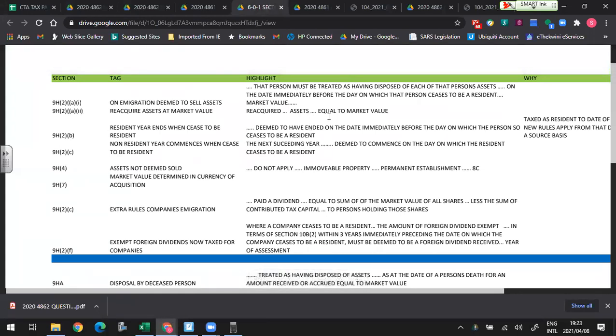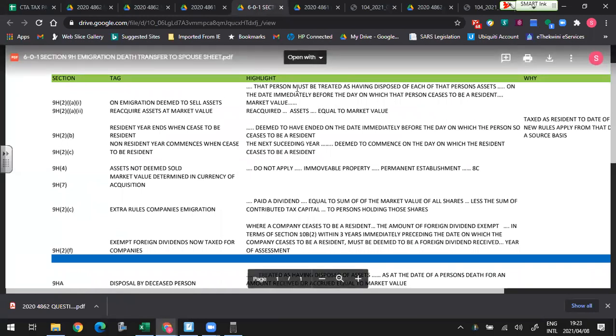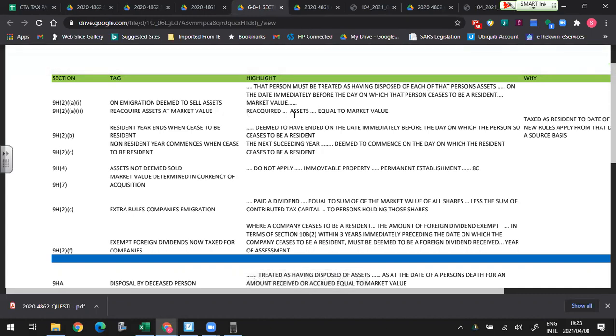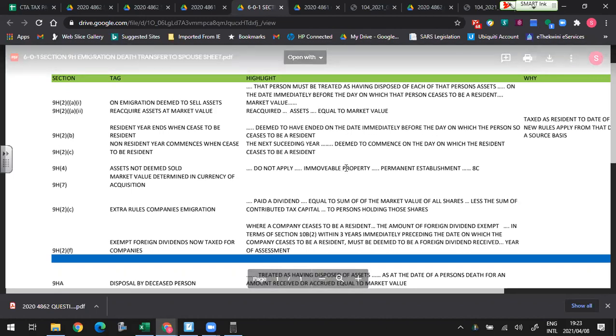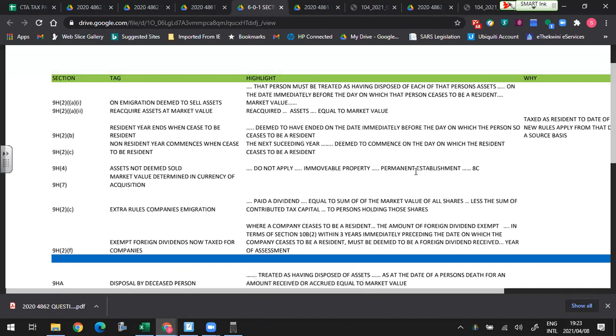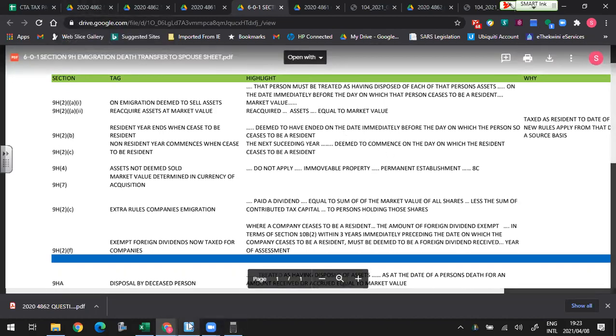Okay. When you emigrate, what are you deemed? The person must be treated as having disposed of each of the person's assets on the date immediately before the day they cease to be a resident and have reacquired the assets equal to market value. Okay. Deemed to end on the date immediately before the date the person ceases to be a resident, does not apply to movable property or permanent business establishments. Okay. So, and then you need to apply to whatever's in the question itself.